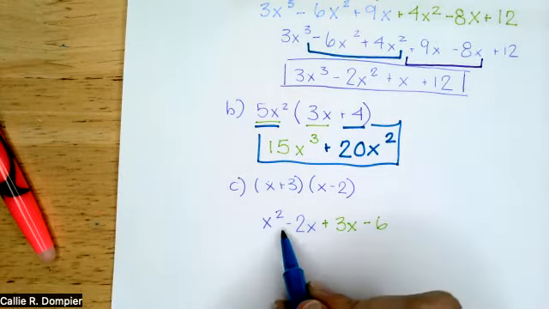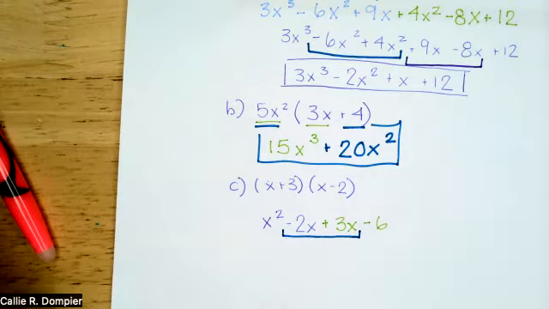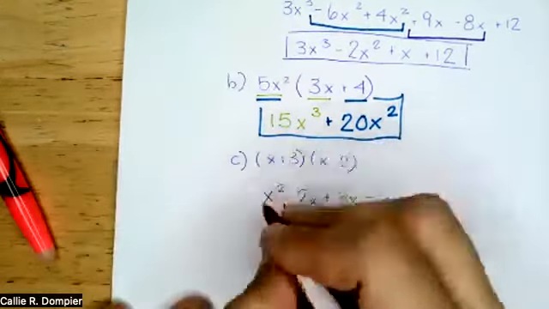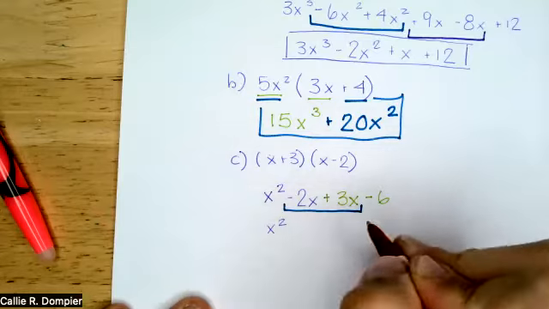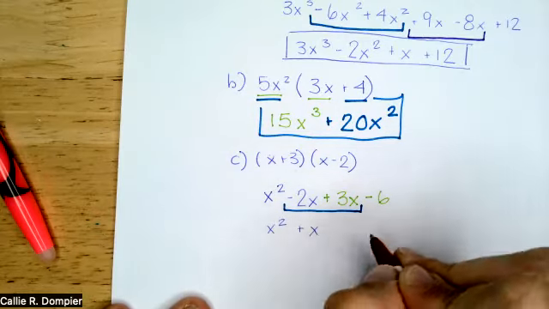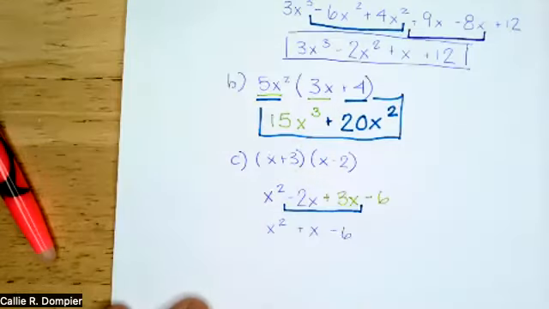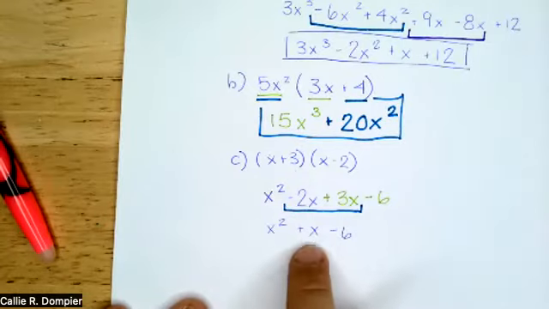There are 2 terms I can combine, the 2 middle terms. So that becomes x squared. Negative 2 plus 3 is just x minus 6. Not like terms.